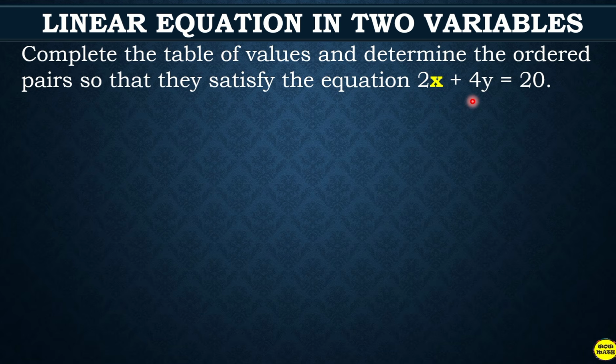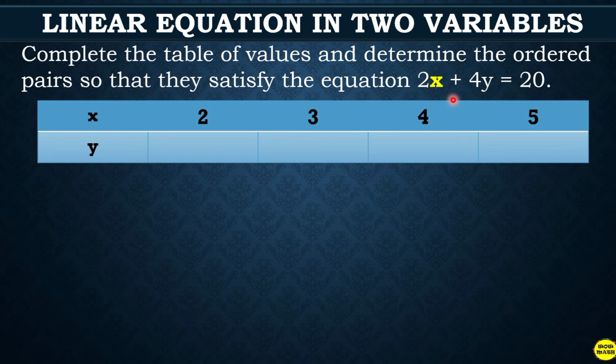So, what ordered pair can we substitute here for x and y so that we can get 20? Okay, so let's make a table of values. When we say table of values, it looks like this. So we have here assigned values.